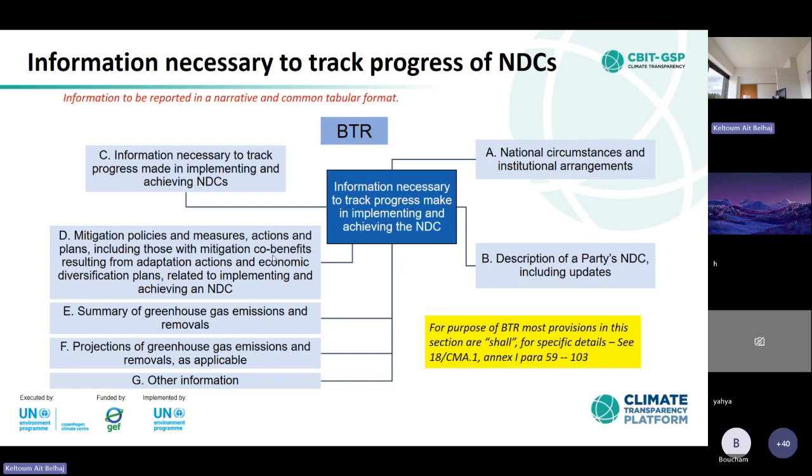This is an overview of the chapter related to NDC tracking outline. So in the BTR, the NDC chapter needs to respect this outline, cover national circumstances, institutional arrangements, and then a clear description of a party's NDC, and then information necessary to track the progress, and then your mitigation policies, measures, and plans, and also the summary of greenhouse gases, the projections, and other information.